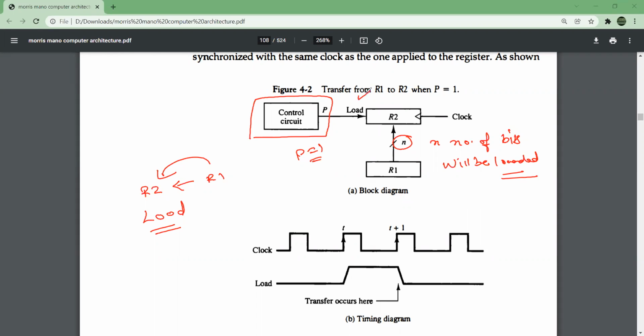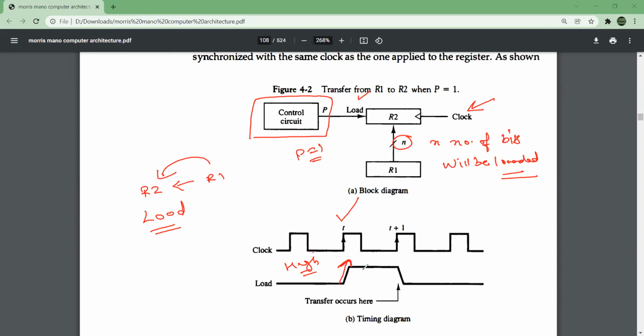Then the load operation will be performed and N bits will be transferred from R1 to R2 when the clock clicks. तो आप यहाँ पर देख सकते हैं the clock is moving and when the time is t, जैसे ही time t हुआ, so that means the load operation has to be performed and the load pulse is set to high.